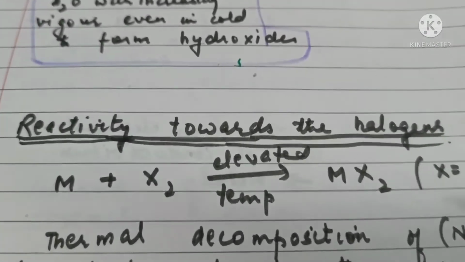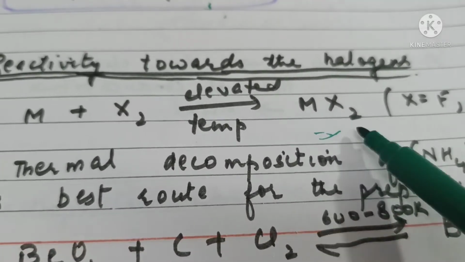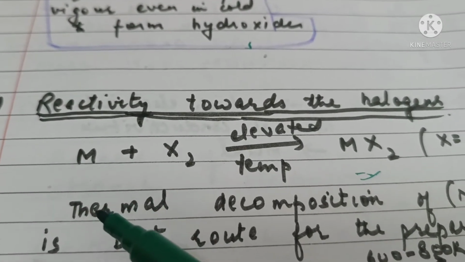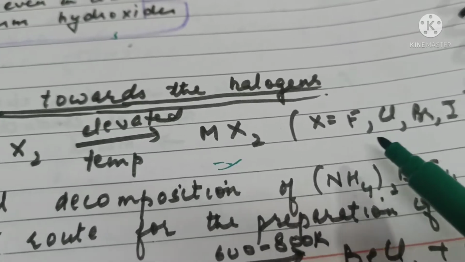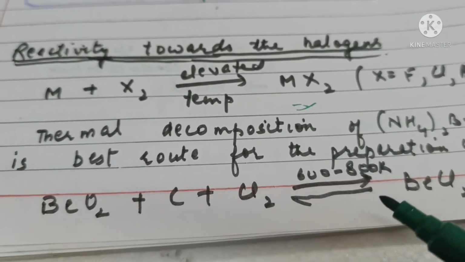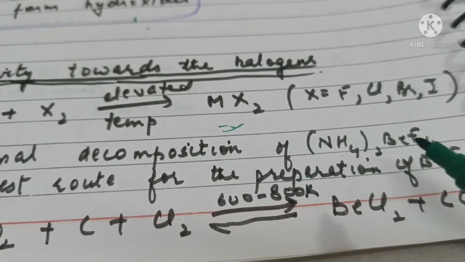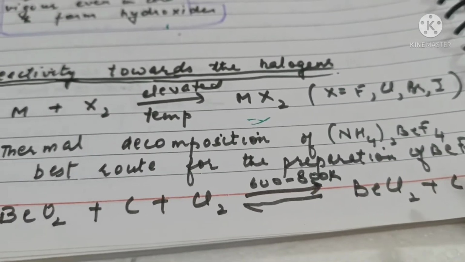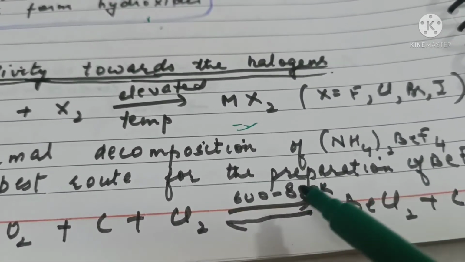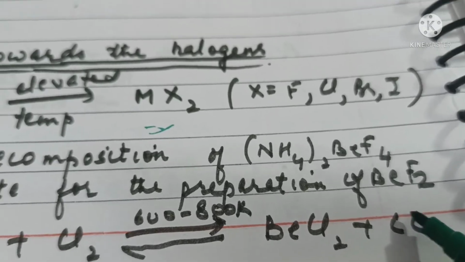Then reactivity towards halogens. Metals react with halogens at elevated temperatures to form respective metal halides. The metal can be beryllium, magnesium, calcium, strontium, barium. And similarly, the halogen can be fluorine, chlorine, bromine and iodine. For making beryllium halide, the thermal decomposition of ammonium beryllium fluoride is the best route for preparation of BeF2. For beryllium chloride, BeO, beryllium oxide, plus carbon plus chlorine at a temperature of 600 to 800 Kelvin will form beryllium chloride and carbon monoxide.